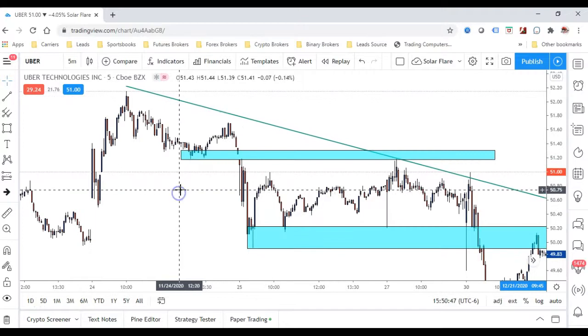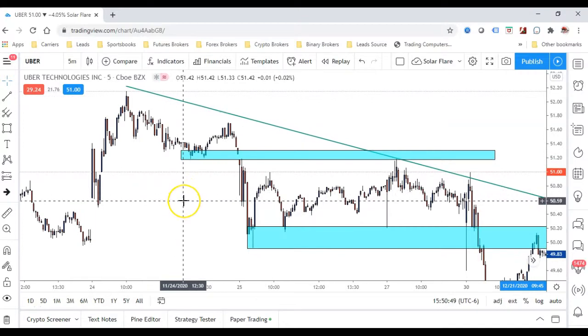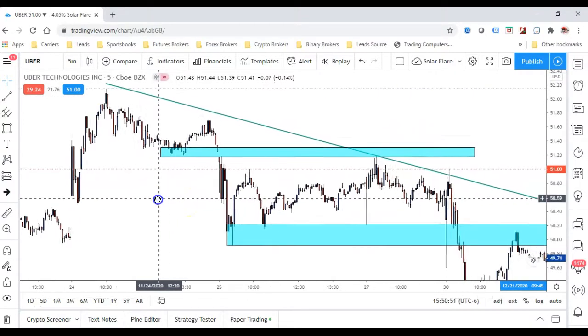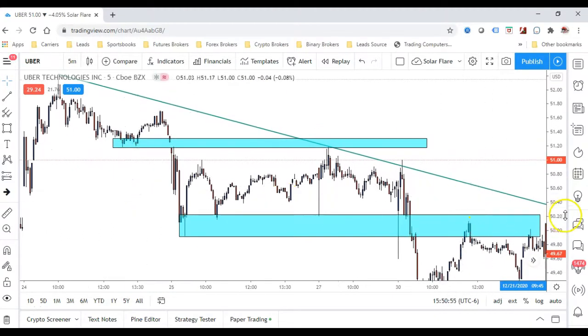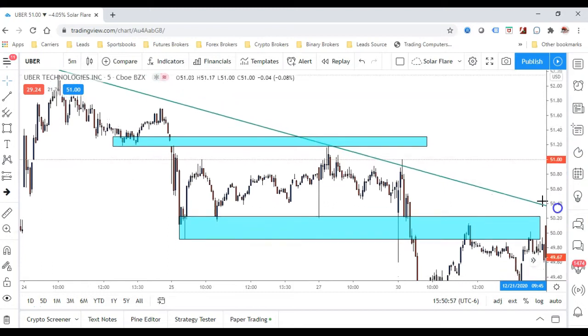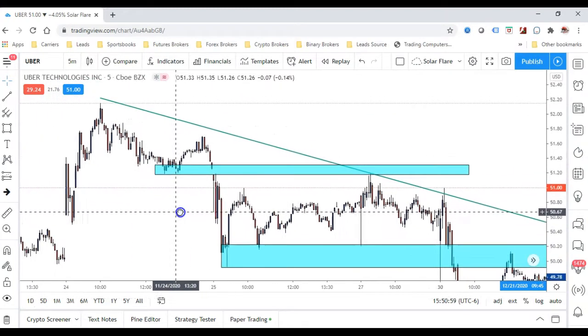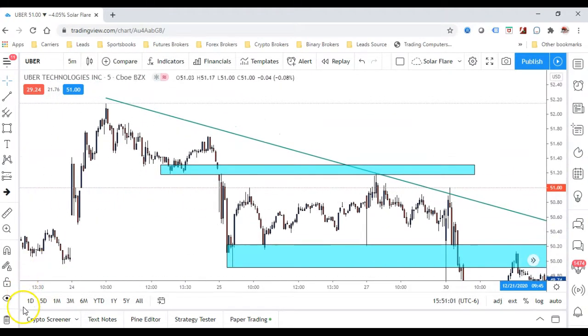I'm gonna go ahead and shoot a quick video about how I draw my support and resistance lines when it comes to trading and how you can use this for scalping or even intraday trading. All right, so let's take a look and dive in.